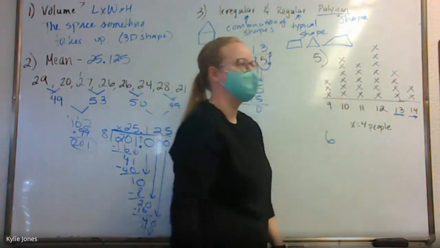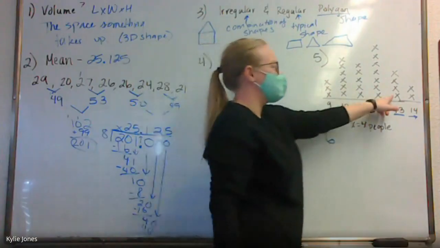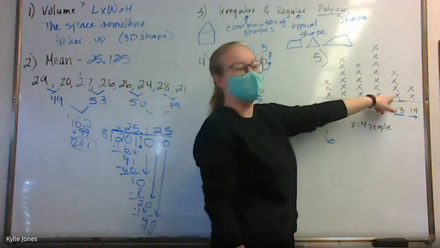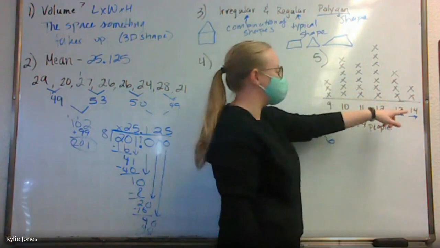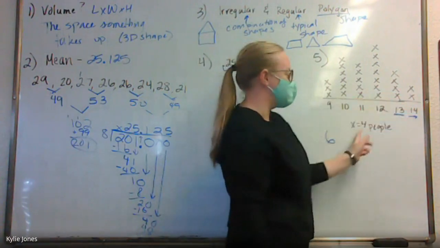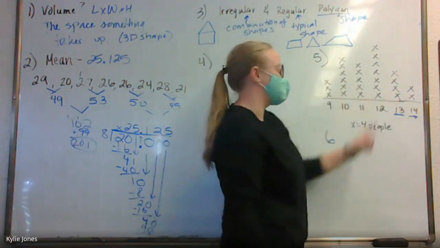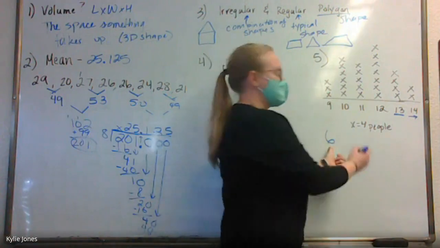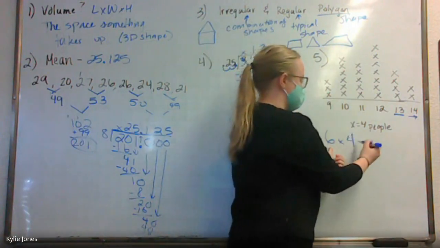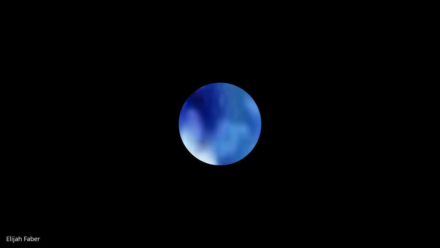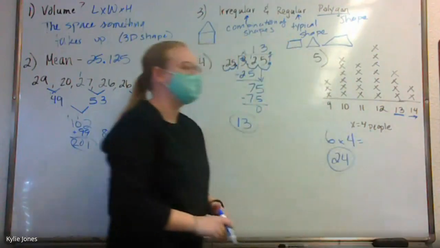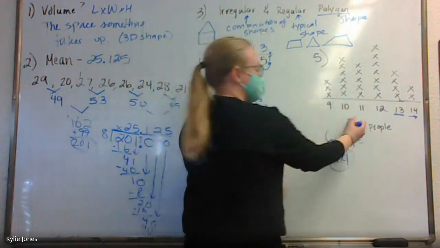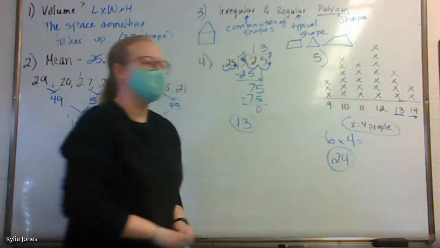I'm going to multiply it by the number of people per X. It's not 6 because each X represents 4 people. So there are 6 X's times 4 people. How many total people are teenagers? 24. Make sure you keep in mind that sometimes they're going to try and trick you with something like this, or they'll talk about teenagers.